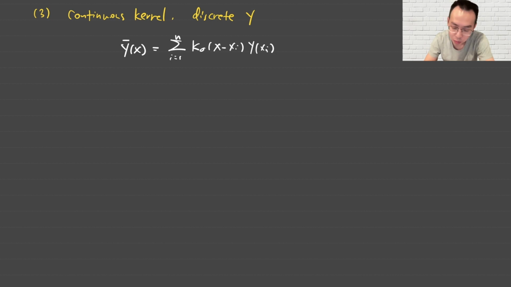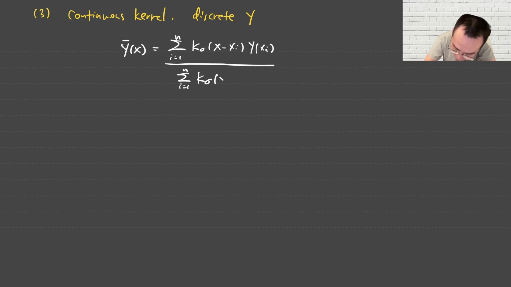But the problem here is that this K sigma is no longer a probability mass function because it's not normalized. So all we need to do is normalize this, by dividing by the sum of this. A very nice way to think of this is as a weighted average. We can treat this kernel function as a weight w_i, and then the denominator becomes the sum of w_i.